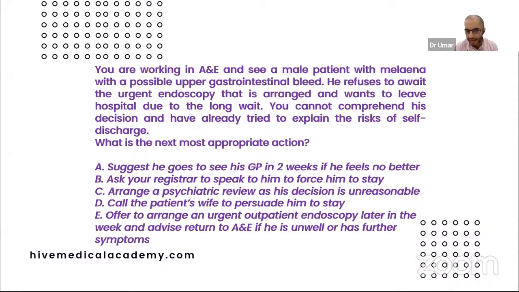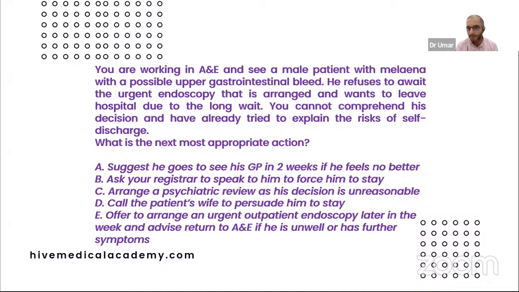C, arranging a psychiatric review as his decision is unreasonable. Number one, we don't need psychiatric reviews or inputs to assess somebody's capacity. It can be done by any appropriately trained professional. We'll cover some of that in a different teaching session. And also it says because his decision is unreasonable, and that's not a reason to get somebody else involved because it's unreasonable. So C is out.